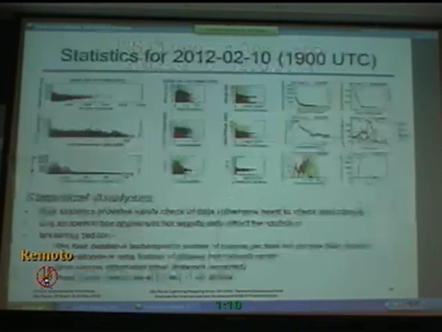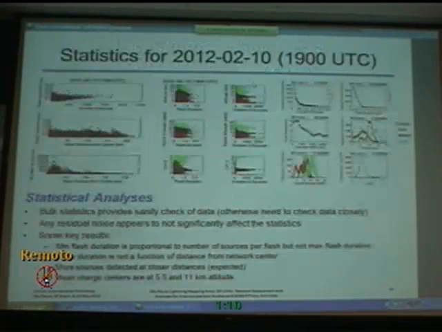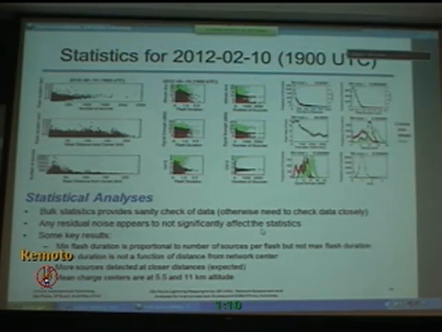Okay, here are the statistics for 1 hour on February 10th, 2012. Basically, bulk statistics provide a sanity check of the data. Otherwise, you need to check the data closely. For example, it should look like this. If it doesn't, then you need to look real closely. Any residual noise appears not to significantly affect the statistics.